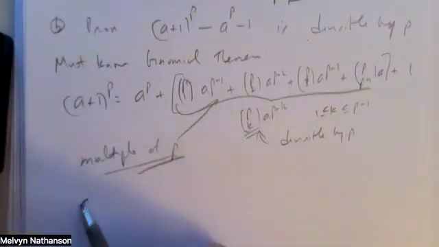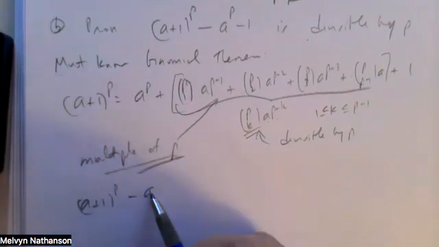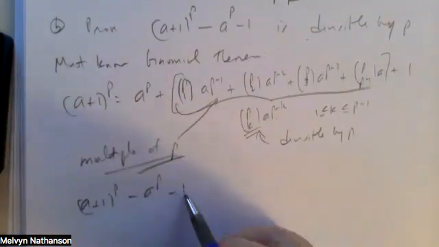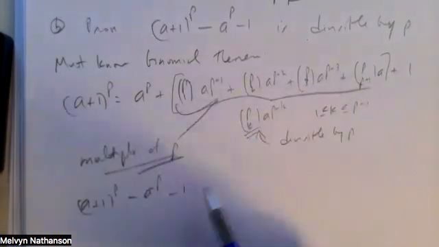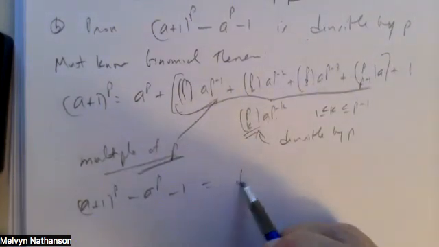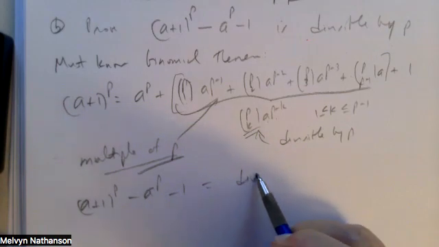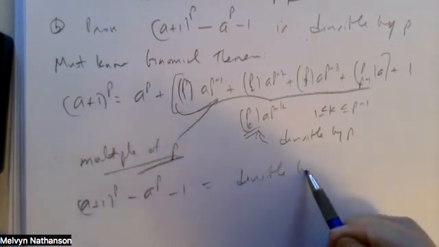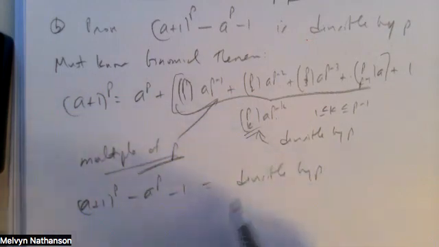So if I take (a plus 1) to the p minus a to the p minus 1, that's all this. That's a multiple of p, or this is something which is divisible by p, which means the same thing.